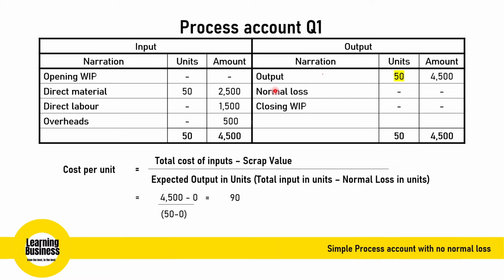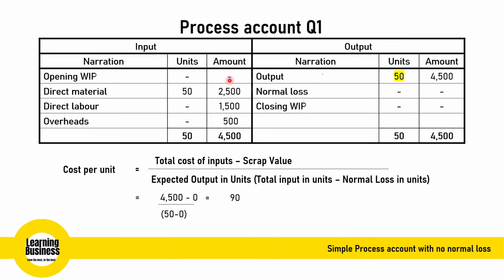So next we will have normal loss. The question clearly says that there is no normal loss in this question, so it will be 0 in units and 0 in amounts. And the question also says there is no work in progress, so 0 in units and 0 in amount for closing work in progress as well.